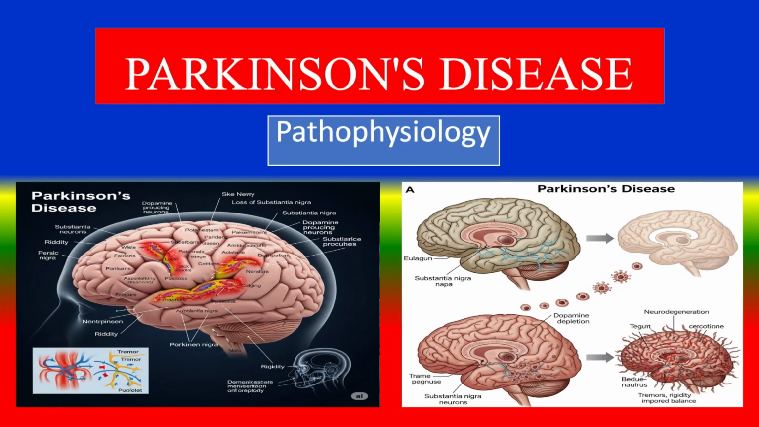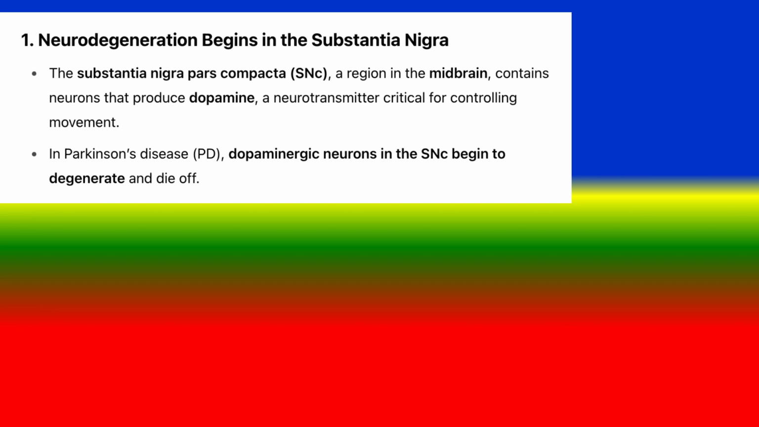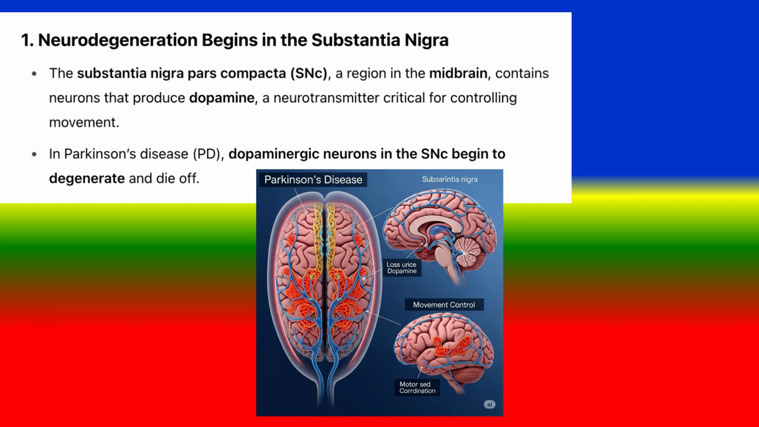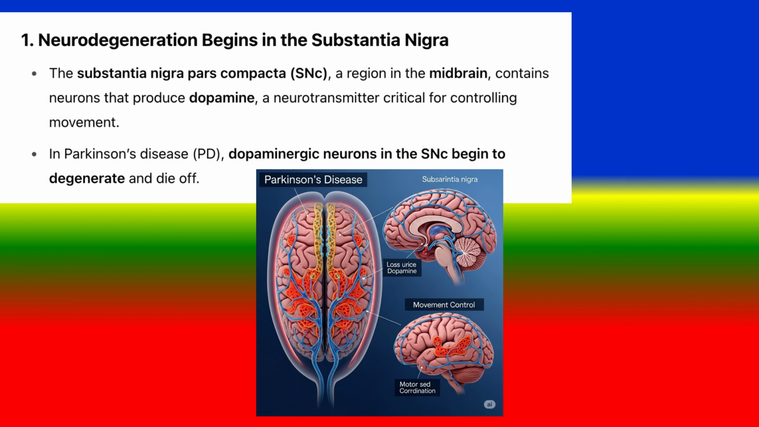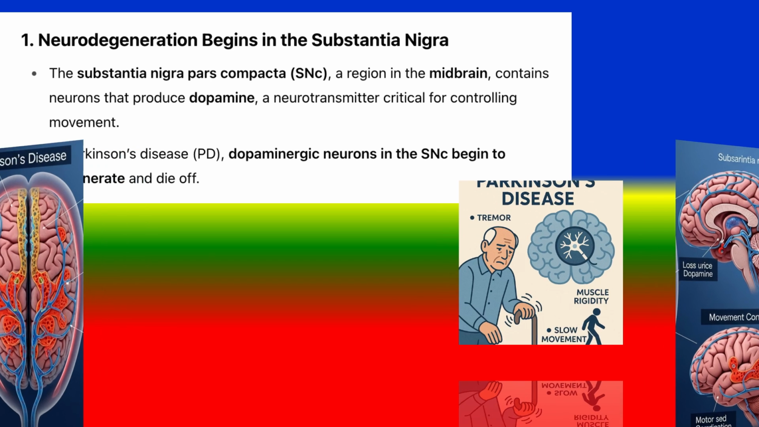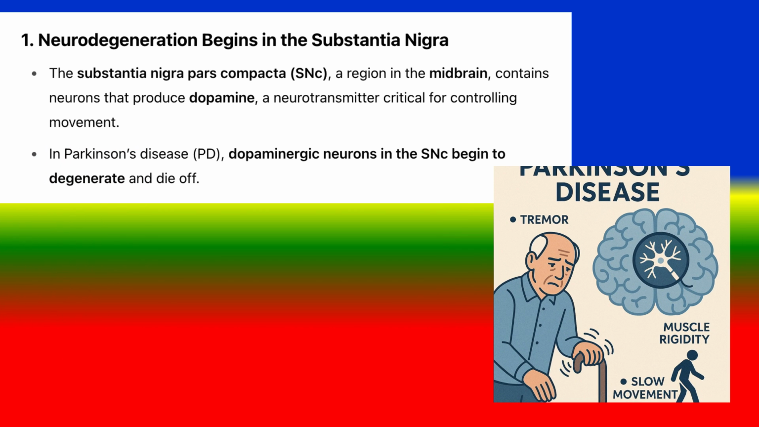Here is a step-by-step pathophysiology of Parkinson's disease, a progressive neurodegenerative disorder primarily affecting motor function due to the degeneration of dopaminergic neurons. 1. Neurodegeneration begins in the substantia nigra. The substantia nigra pars compacta, SNC, a region in the midbrain, contains neurons that produce dopamine, a neurotransmitter critical for controlling movement. In Parkinson's disease, PD, dopaminergic neurons in the SNC begin to degenerate and die off.